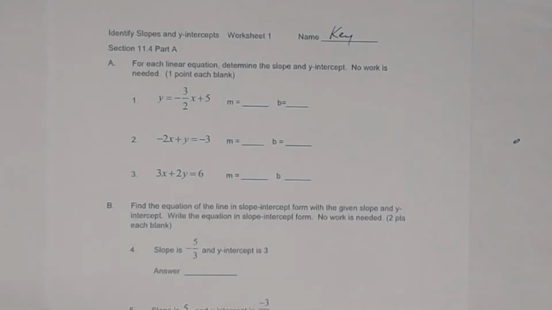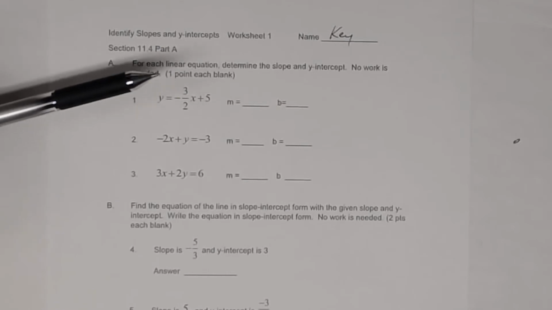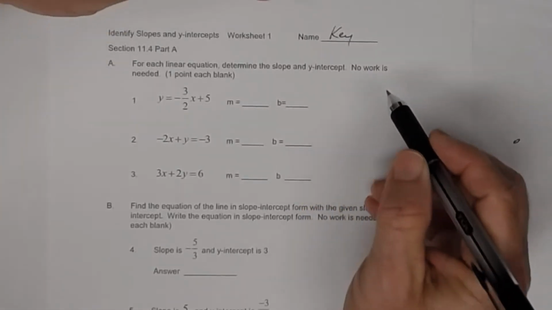All right, so this is the key to the worksheet titled Identify Slopes and Y-intercept. And in part A, it says for each linear equation, determine the slope and the y-intercept. No work is needed for these problems. The idea here is that for each of those equations, if you want to find the slope and the y-intercept, you want to write this in slope-intercept form.